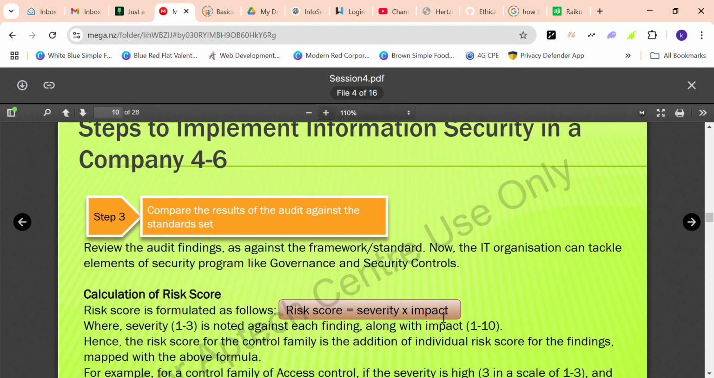Number 3, compare the results of audits against the standard set. Review the audit findings against the framework or standard. Now the IT organization can tackle elements of the security program like governance and security control. Now we have the calculation of risk, which is risk equals severity times impact. What damages will they cause, and the severity.